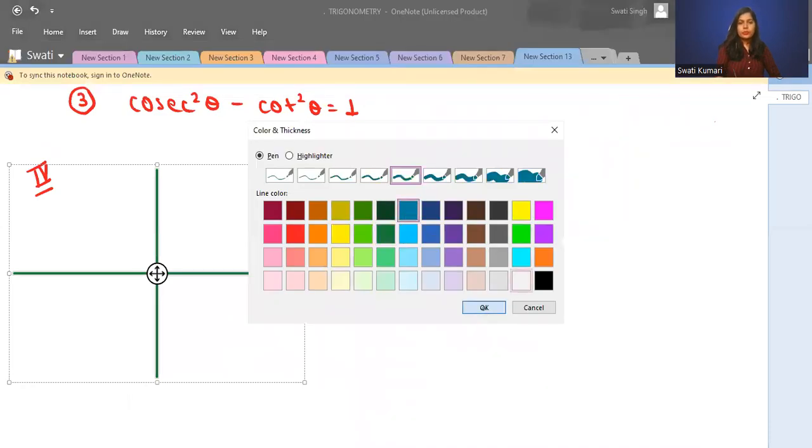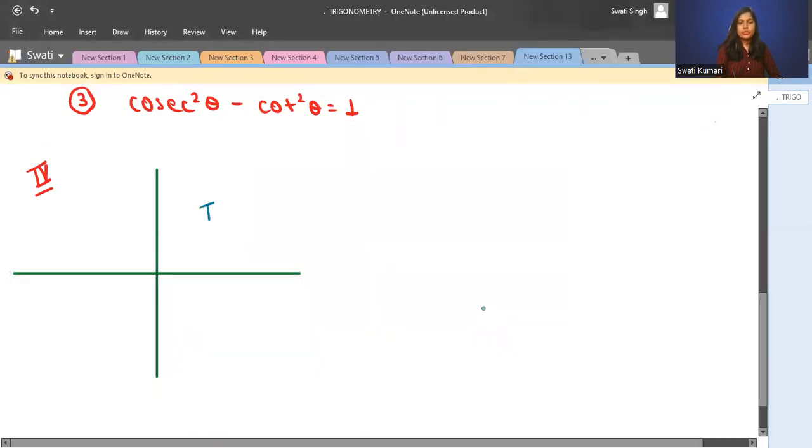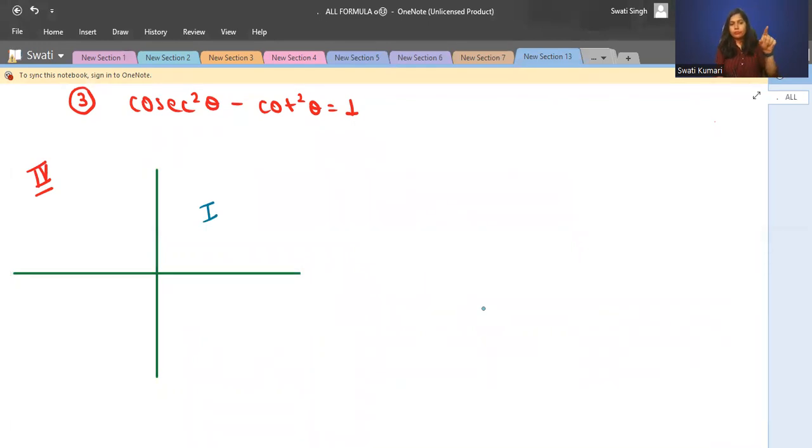Okay, so this is our first quadrant. All the 4 parts are basically called quadrants. This is called the first quadrant. Then you have to move anti-clockwise. This is the second quadrant. This is the third quadrant. And this is the fourth quadrant.